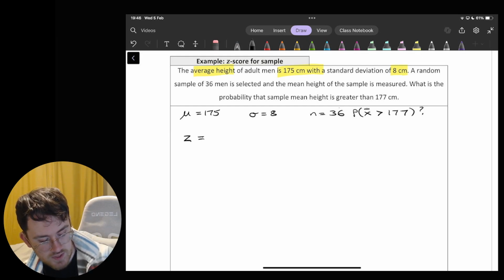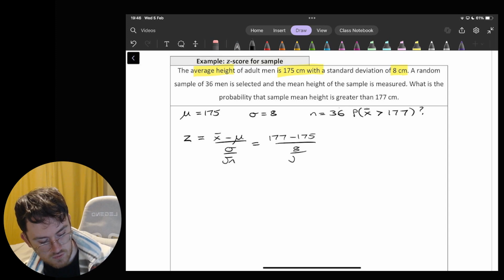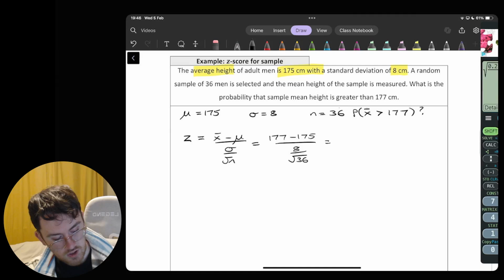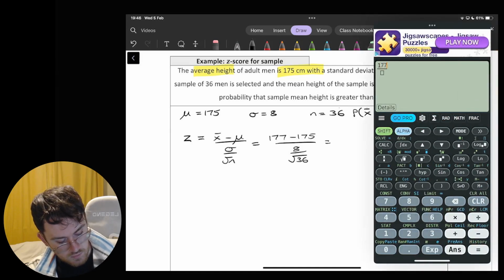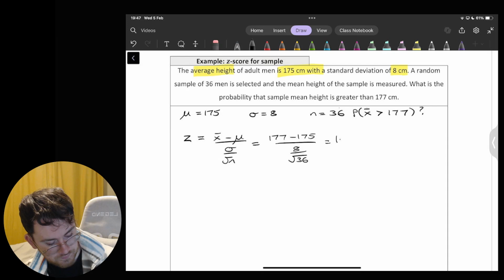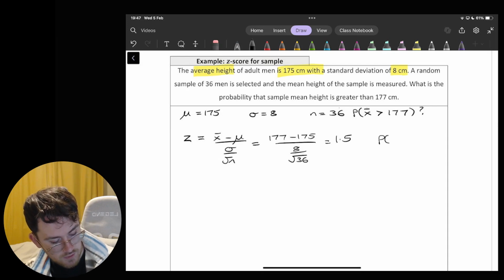We're going to convert that to a z-score, x bar minus mu over sigma over root n. Let's fill in all of these values. 177 minus 175, over 8 over root 36. So we know here we're looking at above average, 177, so it's slightly above average. Root 36 is 6, so that gives 1.5.